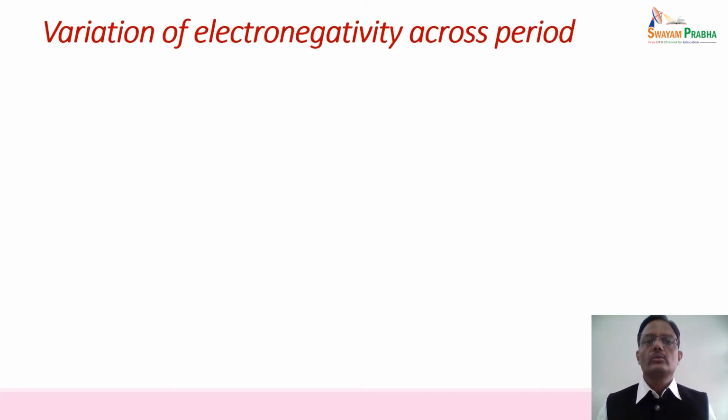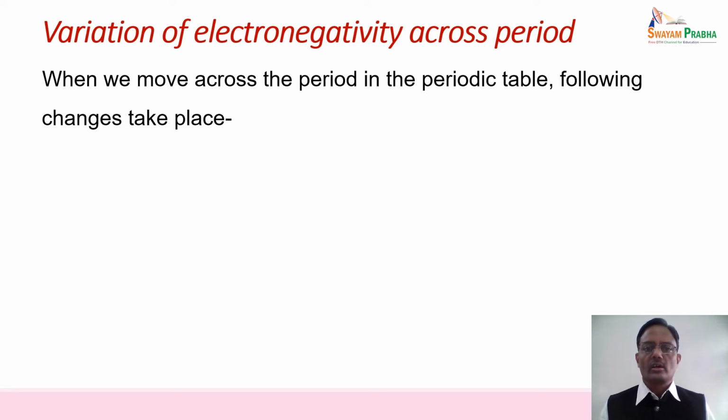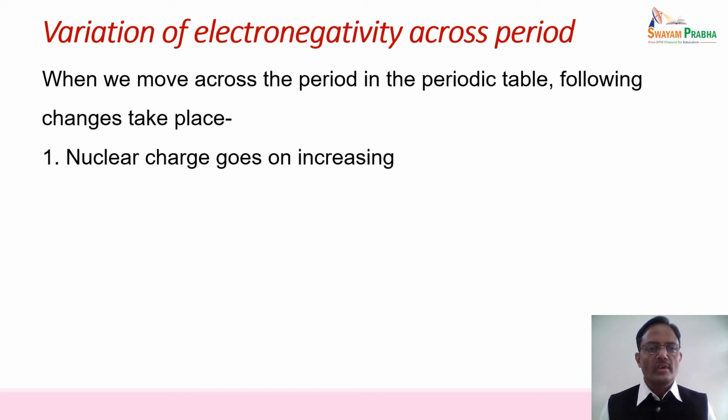Let us see how the electronegativity varies in the periodic table across a period and down the group. Now when we move across the period from left to right in a periodic table, there are certain variations which take place. The first variation is that the nuclear charge goes on increasing because the atomic number goes on increasing from left to right. And we know that the electronegativity is directly proportional to nuclear charge. It means that from left to right, nuclear charge is increasing and so electronegativity should go on increasing.